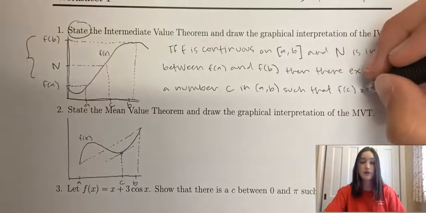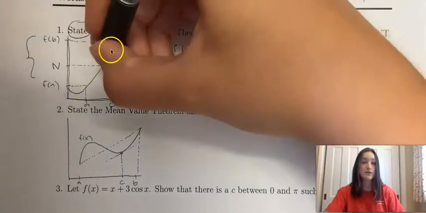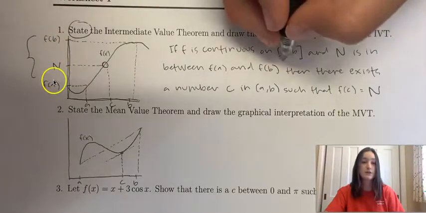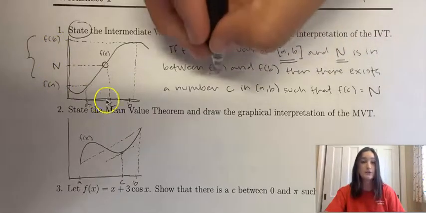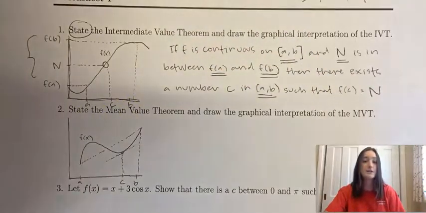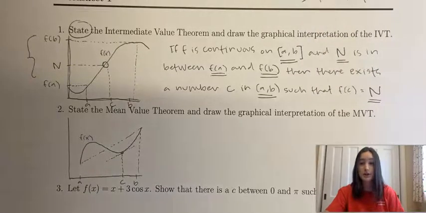I'm just going to reread that and point out things on the graph as I talk about it. You've got f being continuous on a to b. There's a y value for every x value there. And n is in between f of a and f of b. You have that y value somewhere in between these two y values. Then there exists a number c in a to b such that f of c equals n. So basically IVT is saying that for any y value in between f of a and f of b, there has to be an x value associated with it, so long as that y value is between those and this function is continuous. What I underlined here is just the things that are going to change depending on the example problem.